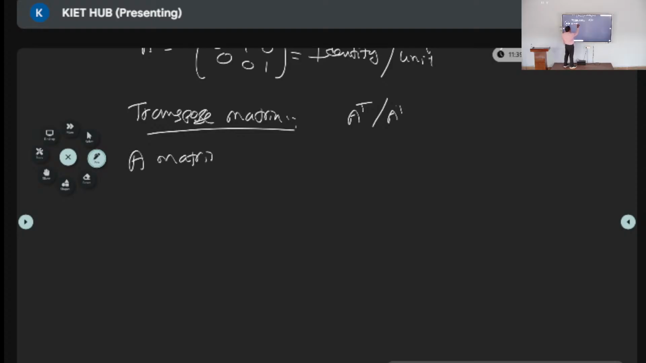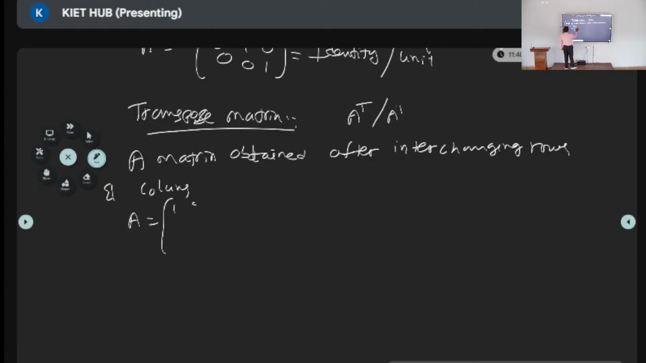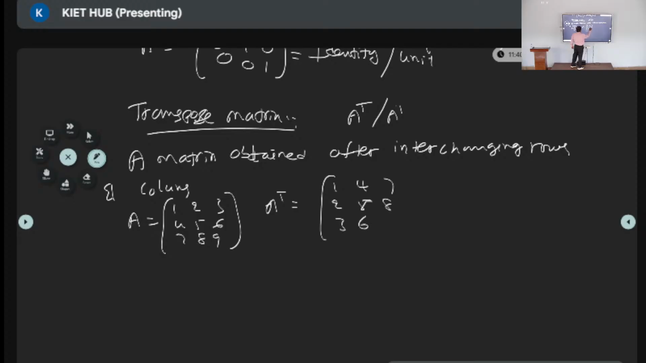A matrix obtained after interchanging rows and columns. If you take the example A, 1, 2, 3, 4, 5, 6, 7, 8, 9, what is A transpose here? A transpose is 1, 4, 7, 2, 5, 8, 3, 6, 9. That is A transpose.